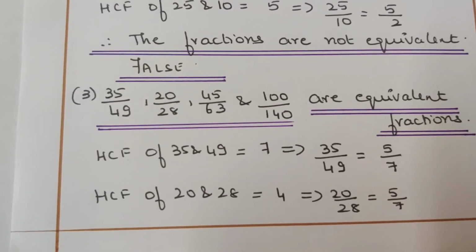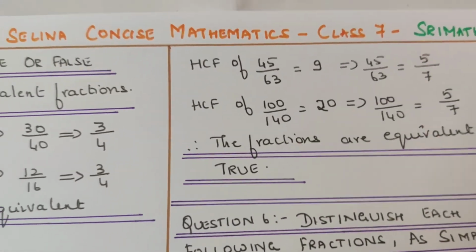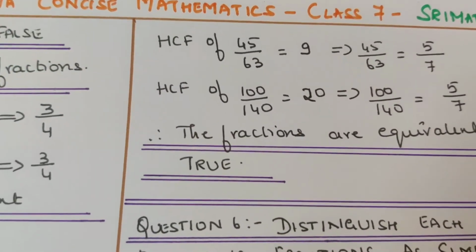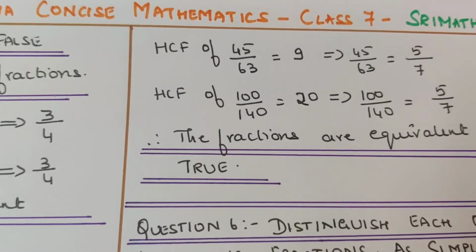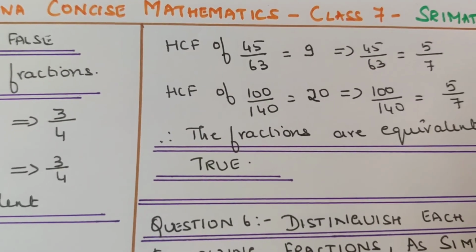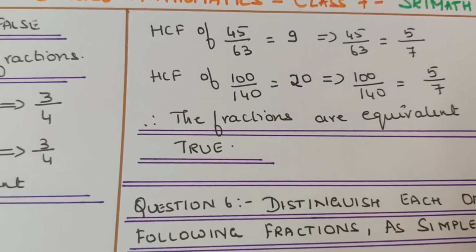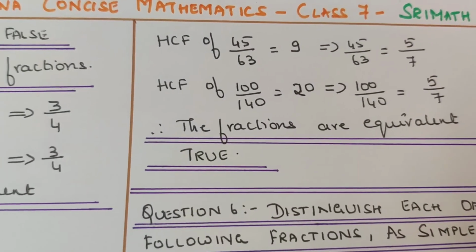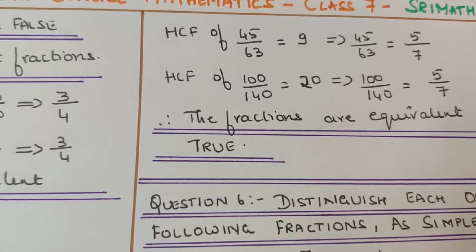Let's move on to the next term. 45 by 63. What is the HCF of 45 and 63? It is 9. So you divide the numerator and the denominator by 9, and it reduces to the lowest form of 5 by 7. Good. Now the HCF of 100 and 140 would be 20. You divide the numerator and the denominator by 20, giving 5 by 7. All these fractions when reduced to the lowest term give you 5 by 7. The fractions are equivalent, therefore the given statement is true.